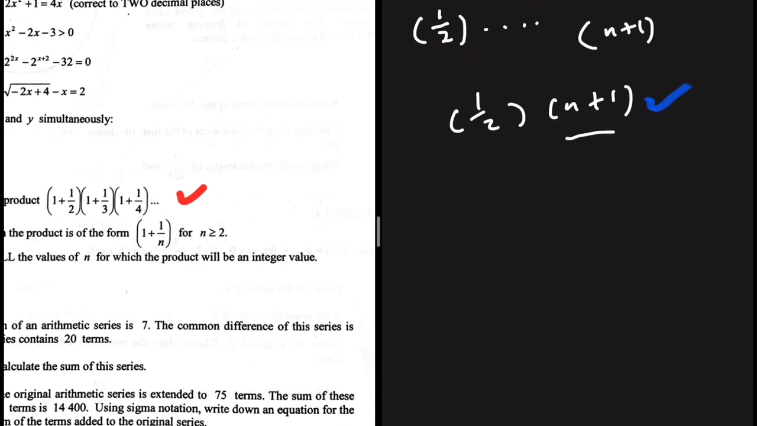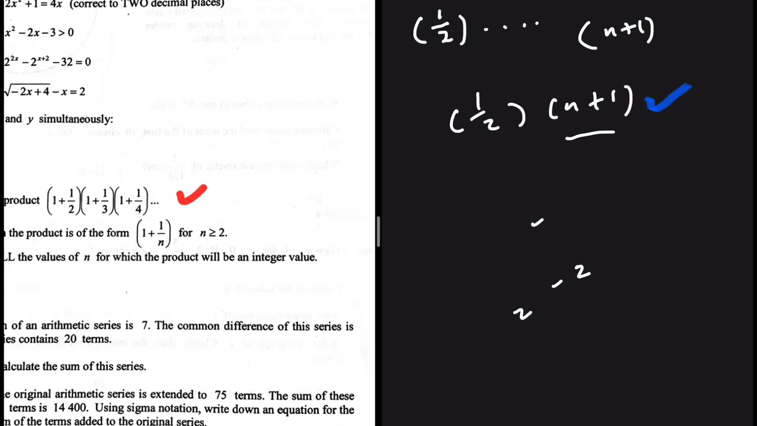If n plus 1 is odd, we're going to have 3 over 2, and that is not whole, right? If it is 5 over 2, that is not whole. But if n plus 1 is actually even, then we can have 4 over 2, which is 2, right? We can have 6 over 2, which is 3.